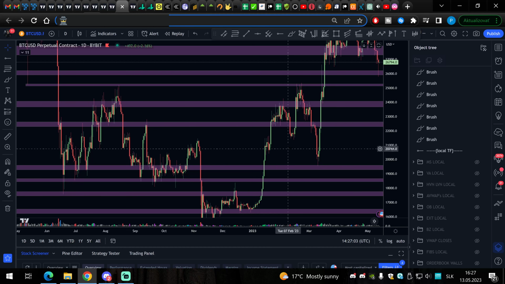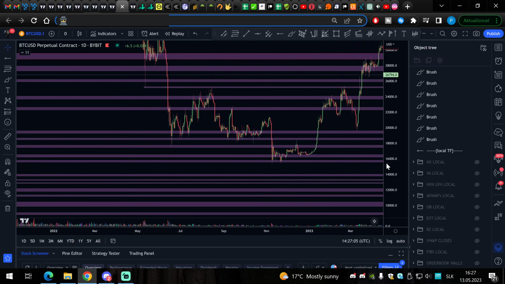Such a key principle. So you can be zoomed in here, but you need to be aware of this higher picture as well.